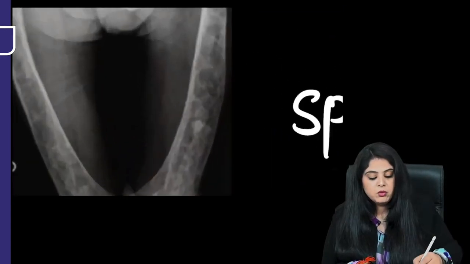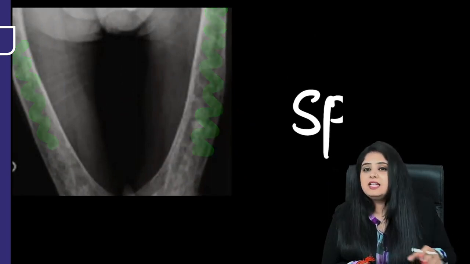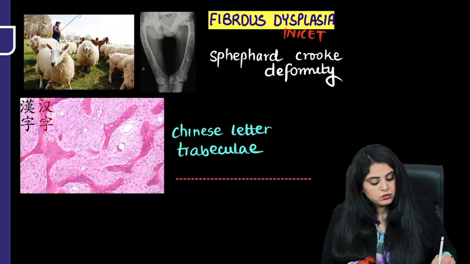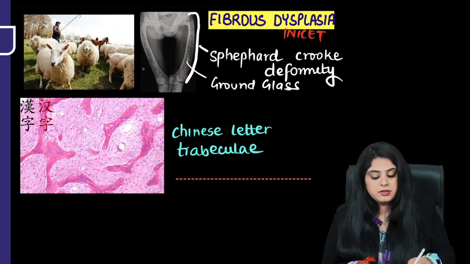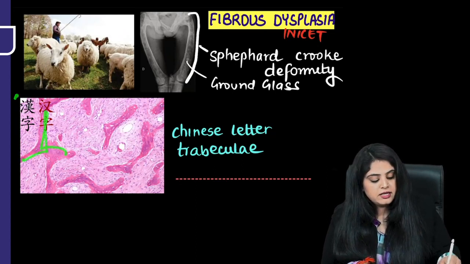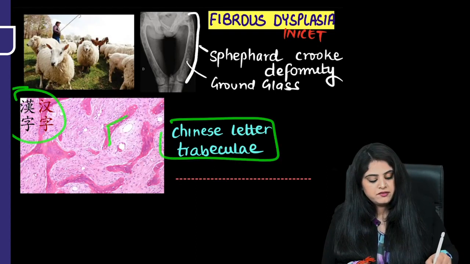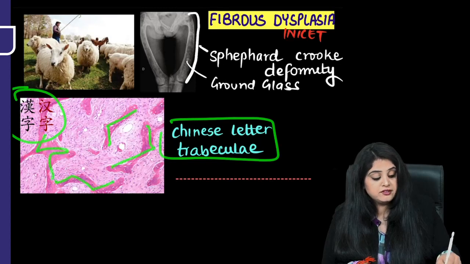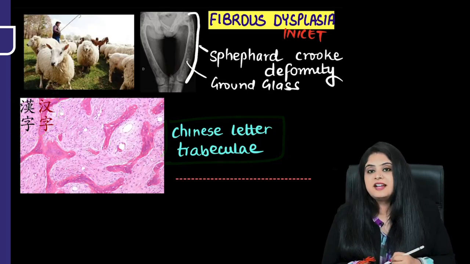Also, if you zoom in, the bone is looking very hazy. It's not looking white like a bone. It's looking very, very hazy. So what do you call it? That is known as the ground glass. So one is the shepherd's crook deformity, and second is going to be the ground glass appearance. What do you see microscopically? You will see the trabeculae are taking weird Chinese letter shapes. So this shows you Chinese letters, all weird L shapes, and I don't know Chinese letters. I don't know Chinese, I just know that is what is being seen. And Chinese letter trabeculae are noted.